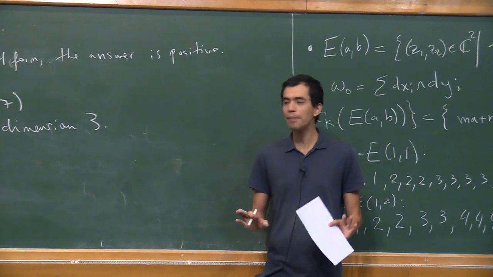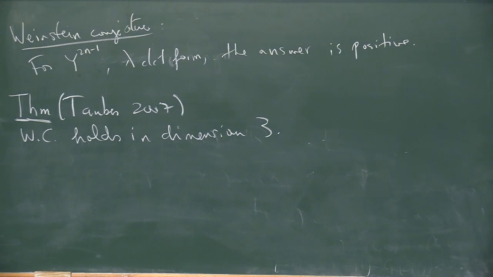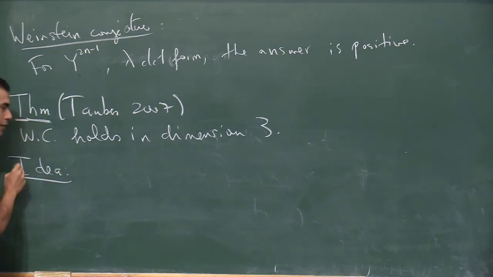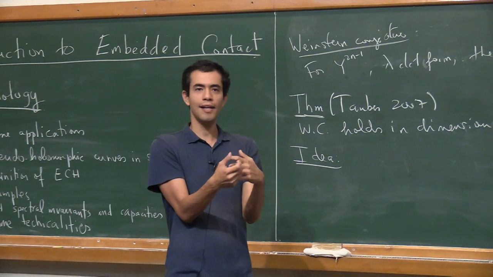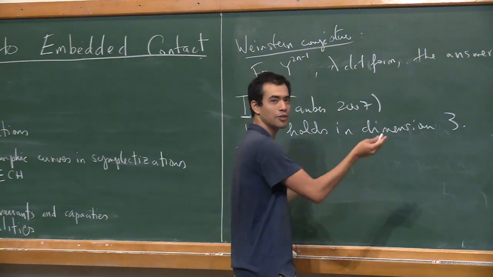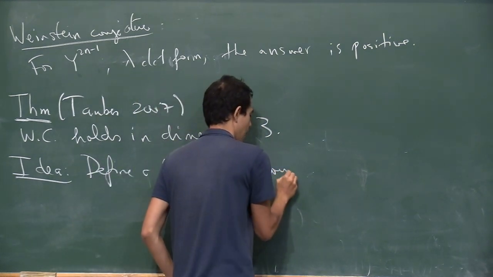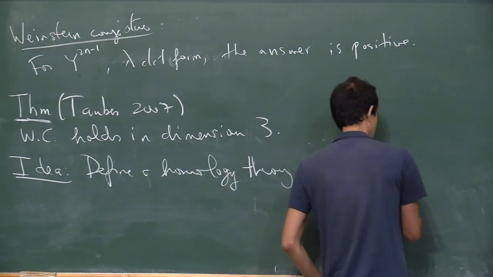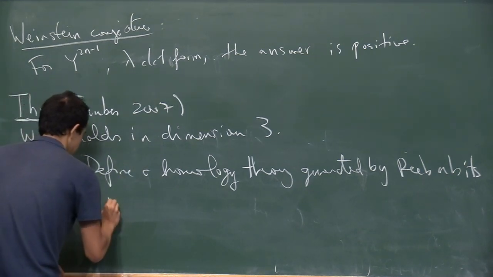So if you kind of cheat, let me tell you how to cheat and prove this theorem using ECH, just to give you an idea of why this is related to ECH. So I think you probably remember that this is a cheat. It's not really the idea of the proof, but remember that Joe was saying the idea of homology is the following. You want to show that there exists a closed Reeb orbit. So the idea is to define a homology theory generated by Reeb orbits and show it is not trivial.